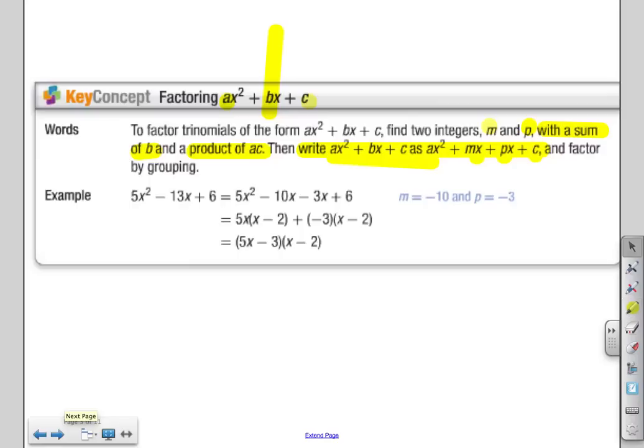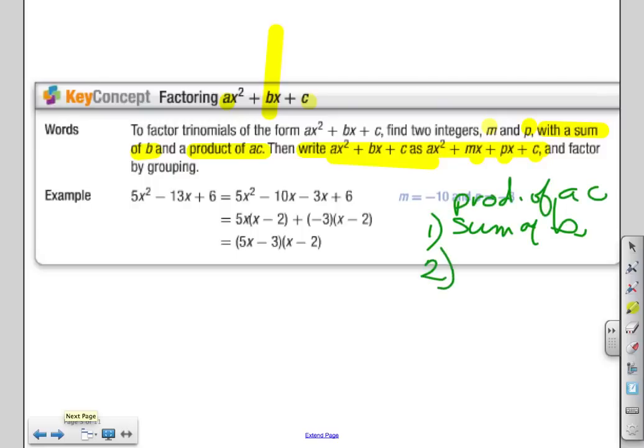There are 3 steps. First step is you find integers that have a sum of B and a product of AC. Sum of B, product of AC. Then the second step is you write it as ax squared plus mx plus px plus c. And then the third step, you factor by grouping. All right?